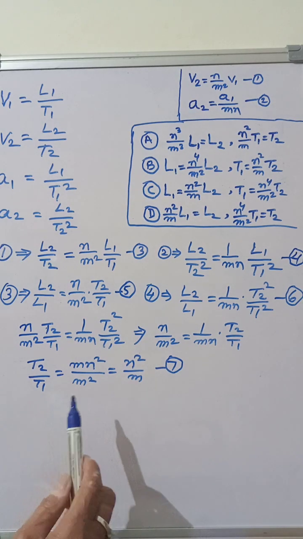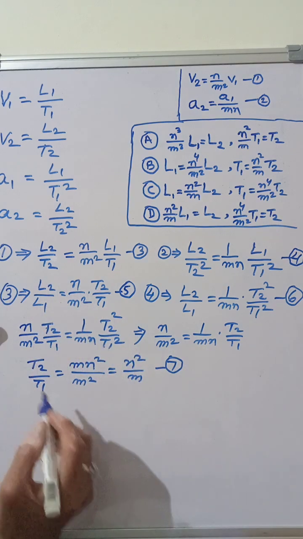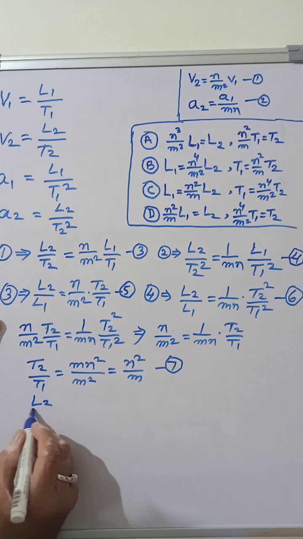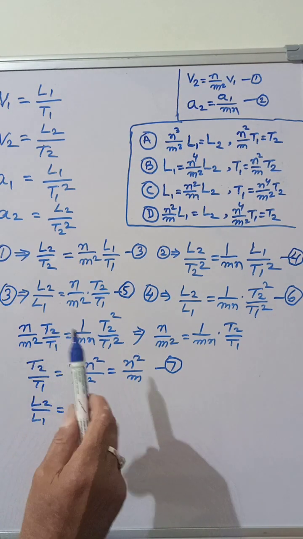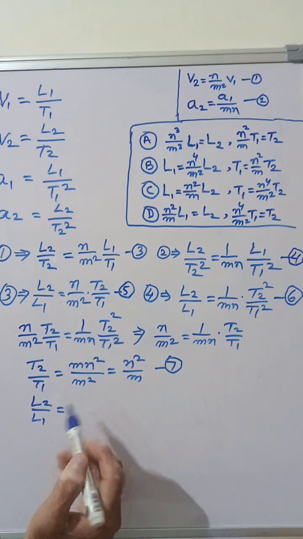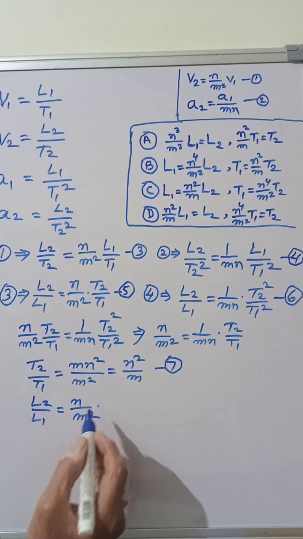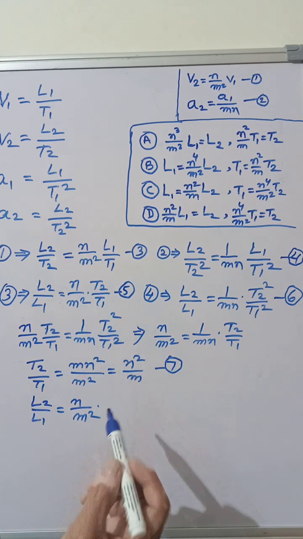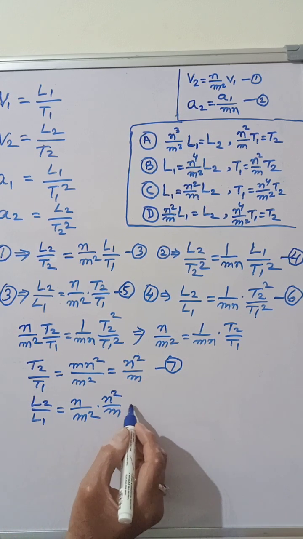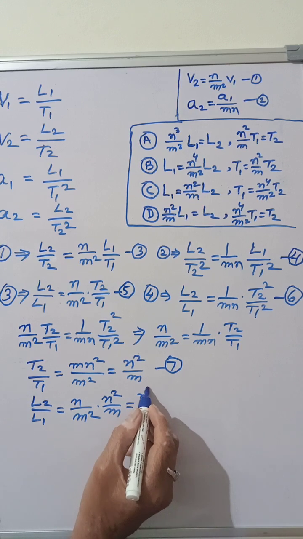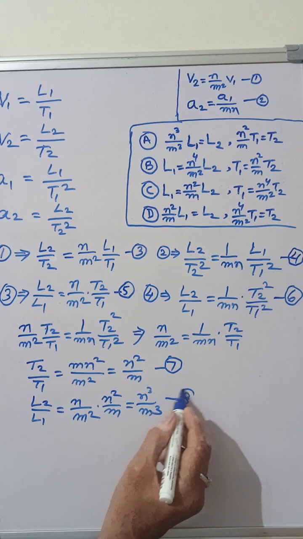Now putting the value of T2 by T1 from equation 7 in equation 5, we can find L2 by L1 is equal to N by M square into T2 by T1. T2 by T1 is nothing but N square by M, which gives us N cubed by M cubed. Let's mark this as equation 8.